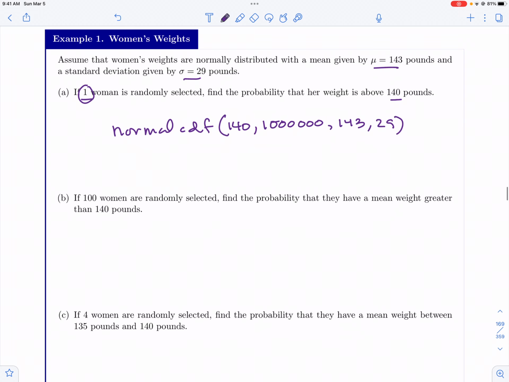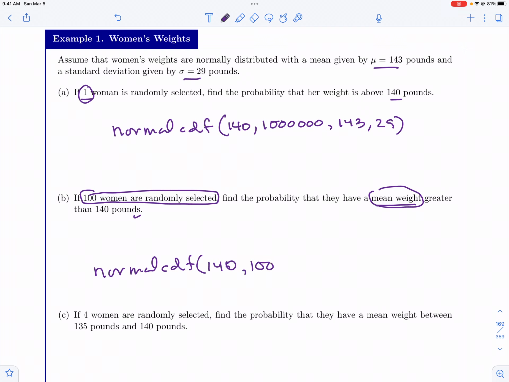All right, so for B, notice in this case, if 100 women are randomly selected, find the probability that they have a mean weight greater than 140 pounds. So in this case, we are going to use the central limit theorem because we're trying to find the average weight of 100 women and see what the probability of that being greater than 140 is. So as far as setup goes, it's going to look exactly the same until the standard deviation, in which case we're going to do 29 divided by the square root of 100.